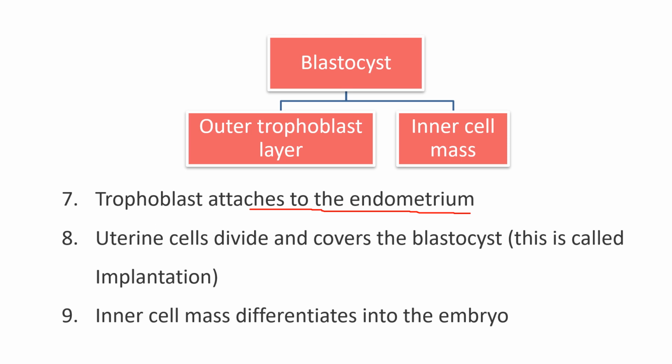The blastocyst actually has to embed inside the uterine wall. So this is known as implantation. Inner cell mass differentiates into embryo.